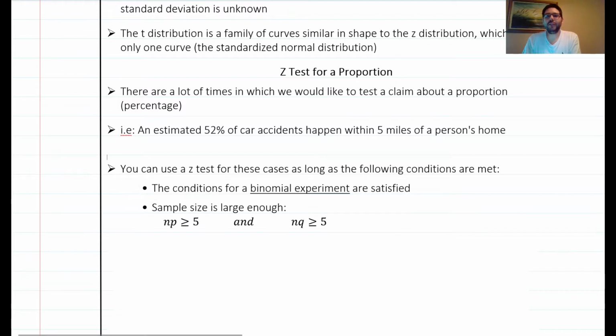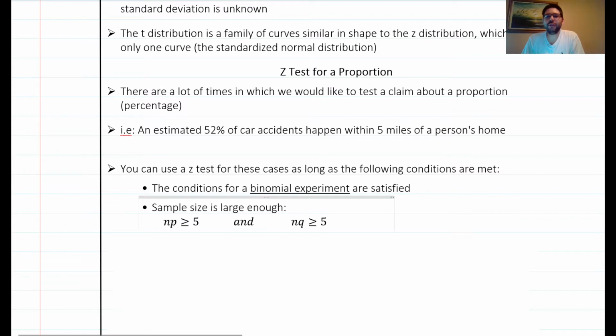Okay, so we have to meet the conditions of a typical binomial experiment. We talked about this in chapter 5, I believe. It was in the probability unit, so it might have been chapter 4. But a binomial experiment, remember, is two categories, success or failure. And some of the conditions include that the trials have to be independent from one another, the probability of success has to be the same in each trial, and so on and so forth. So those conditions have to be met, and the sample size has to be large enough. In this case, large enough for the z-test means greater than or equal to 30.